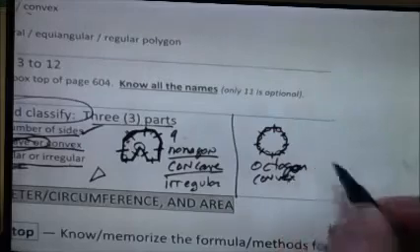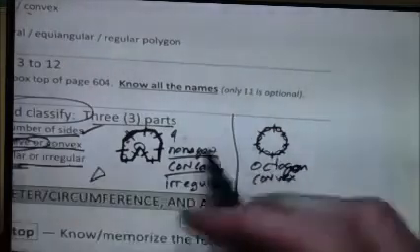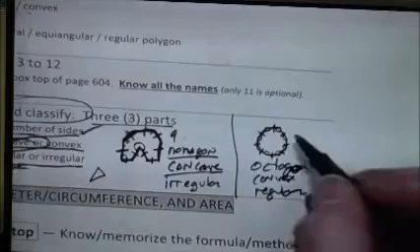And it's convex because, very simply, there's no cave in it. There's no part in it that digs into it. And it's regular because all of the lengths are the same and all of the angle amounts are the same. So those are 2 examples there.